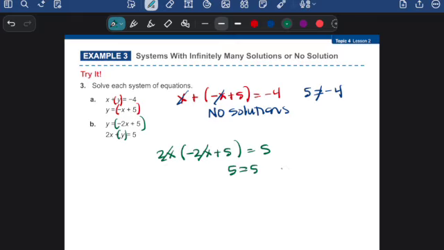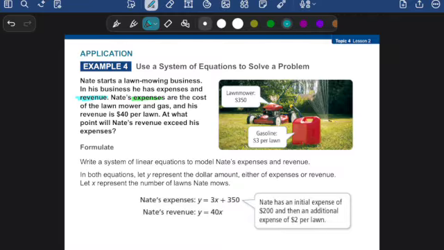Example 4, using systems of equations to solve an application problem. Nate starts a lawn mowing business. In his business, he has expenses and revenue. Nate's expenses are the cost of the lawnmower and the gas. So we're going to have an expenses equation, and then we're going to have a revenue equation. We're looking for at what point his revenue exceeds his expenses.